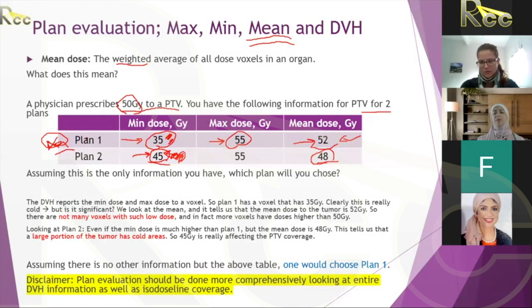Now, remember that you cannot just make a decision on which plan to choose based on just numbers from the DVH. You really have to go back and look at the isodose coverage one slide after the other. And if you pay more attention, if you have good memory and you can put 3D information in your mind, you will probably notice that some of the isodose lines are colder in plan two.